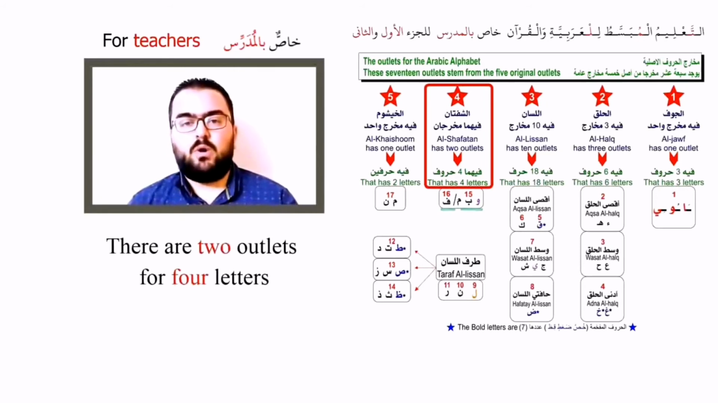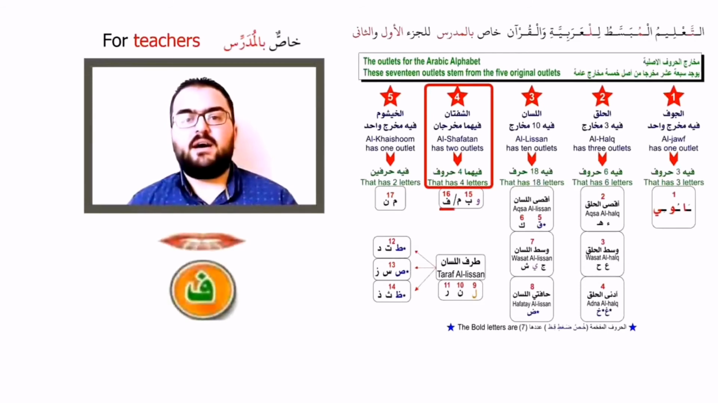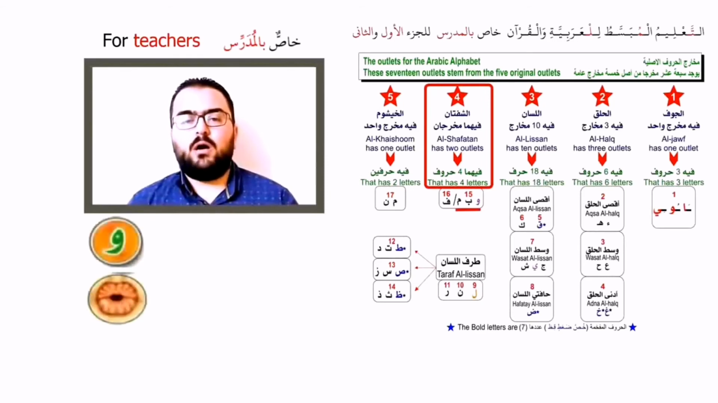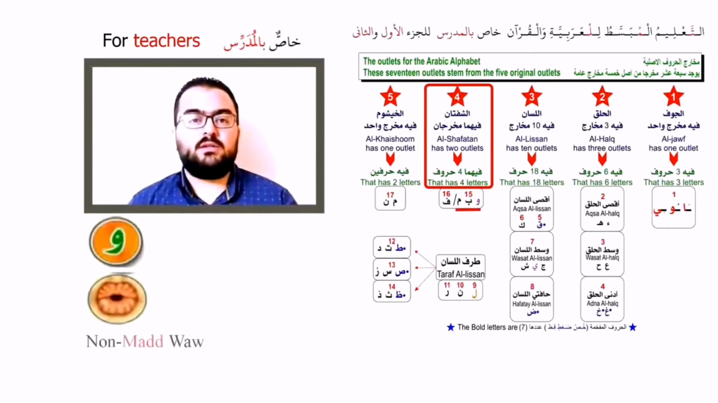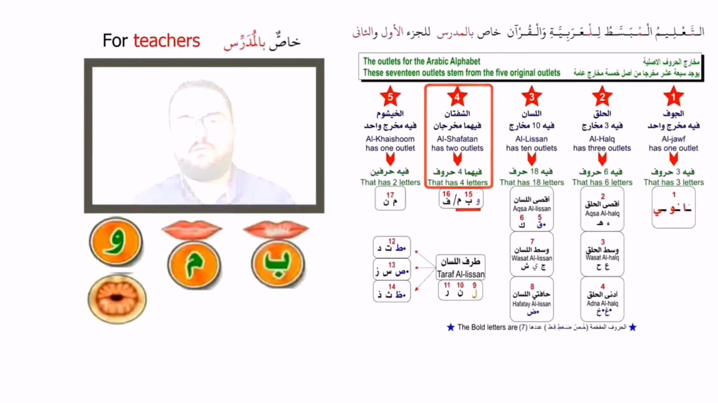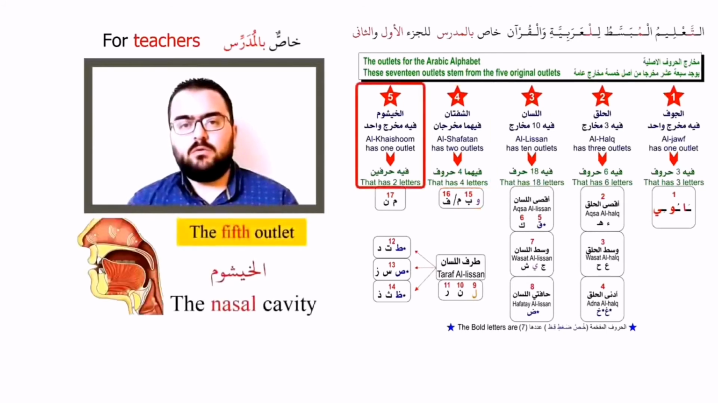The fourth outlet is called Al-Shafatan, or the two lips, where there are two outlets for 4 letters. One outlet for the letter of Fa, and another outlet for 3 letters, and they are Waw, which is not the Waw of Mad, Mim, and Ba.